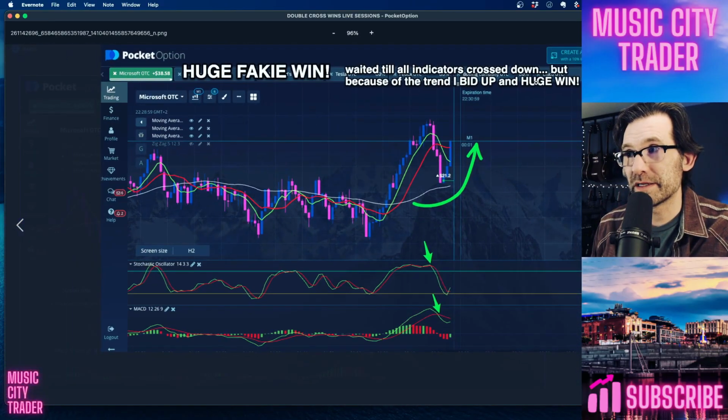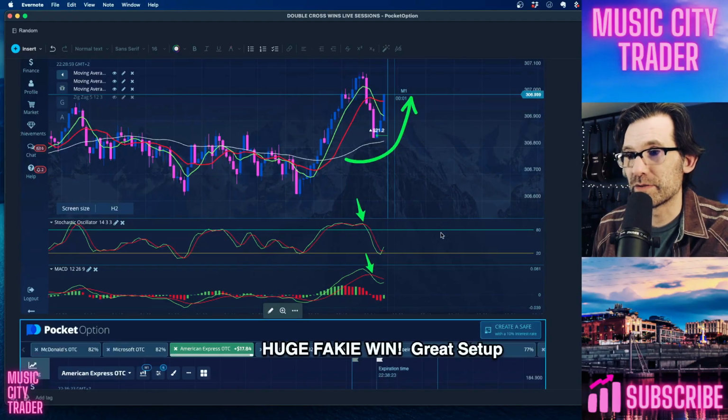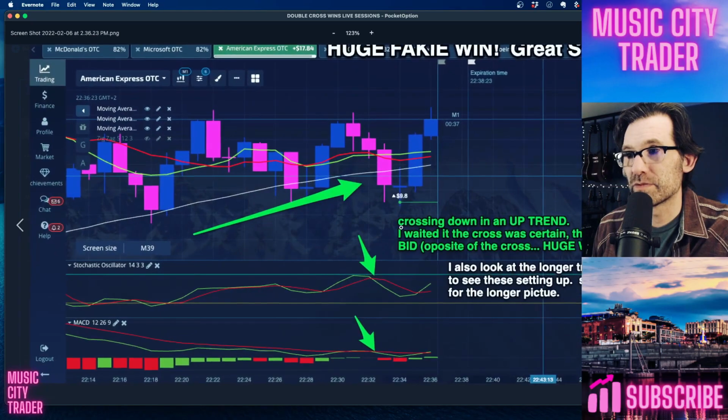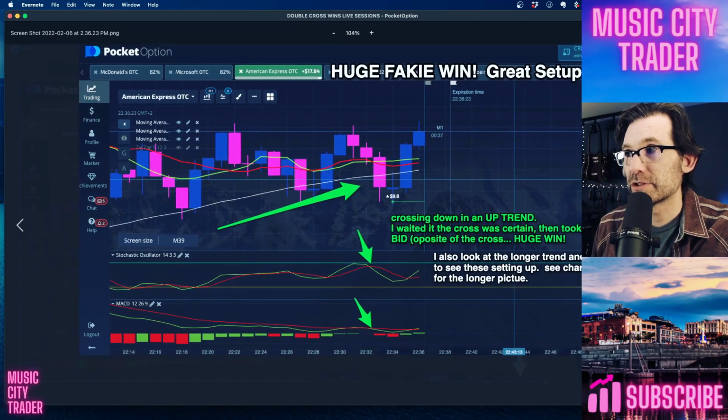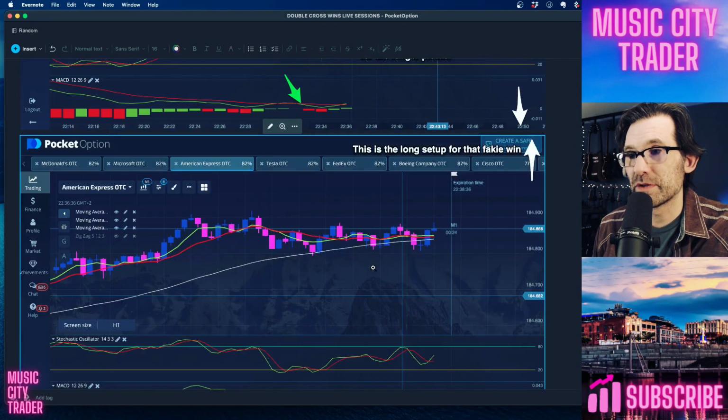So I waited till the indicators crossed down, but because of the trend, I bid up and got a huge win. That is basically the double crossover Fakie, and this is another double cross Fakie that I want to show you. I'm going to show you the two charts. First of all, let's look at the setup. It was a good win. The setup looks like this.